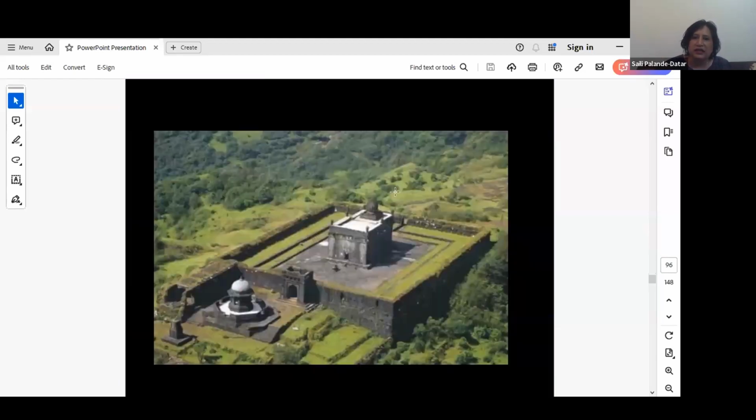Similarly, we see that the temple built by Shivaji Maharaj at Raigad in the 17th century is also very much influenced by, and follows the plan of, a masjid here.